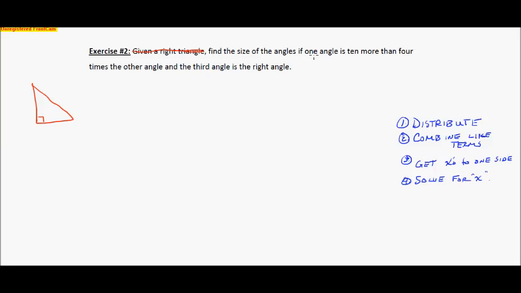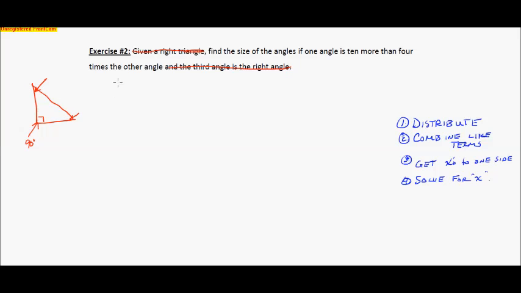Find the size of the angles if one angle is 10 more than 4 times the other angle, and the third angle is the right angle. Alright, well really I can cross this out as well, because I've already labeled that on my diagram. This is the third angle. That's 90 degrees. Alright, what I want to find are these other two angles.